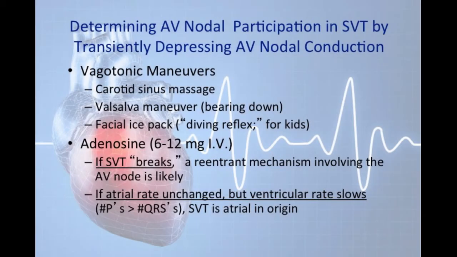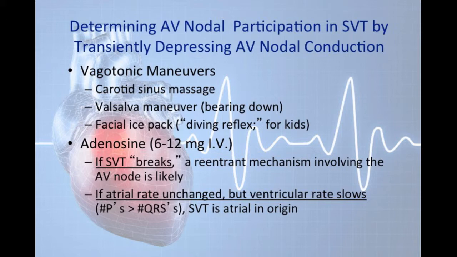It is important to determine the AV nodal participation in SVT by transiently depressing the AV nodal conduction. You can do this by using vagal maneuvers, which include carotid sinus massage, Valsalva maneuvers, bearing down, blowing through a 3 ml syringe, like trying to push out the stopper, blowing through a small straw, grunting, also ice packs on the face, or using an adenosine regimen of 6, 12, and 12.